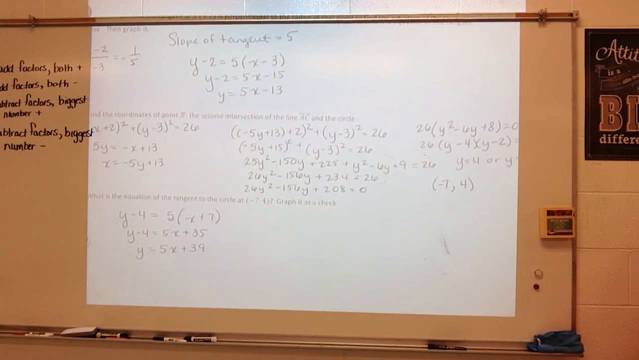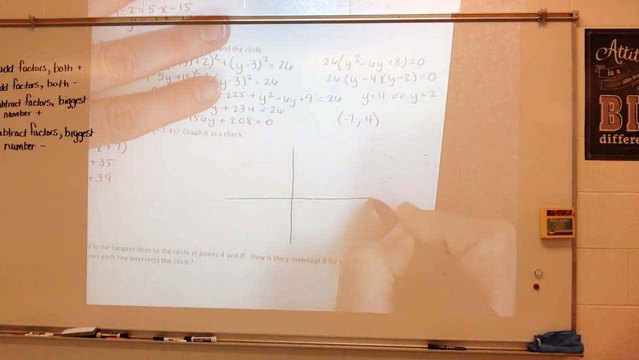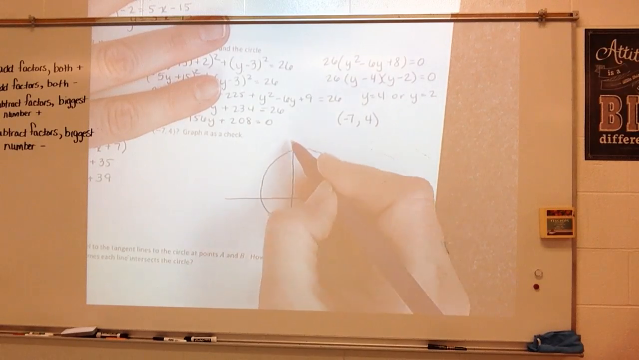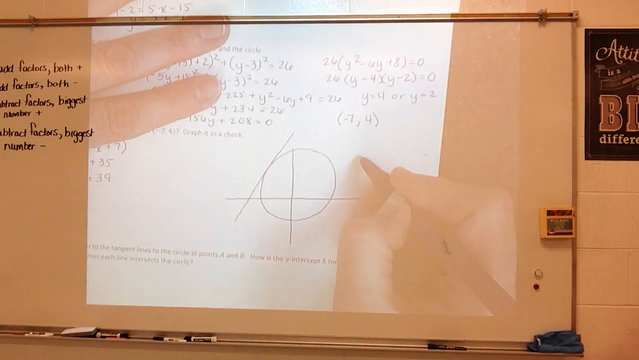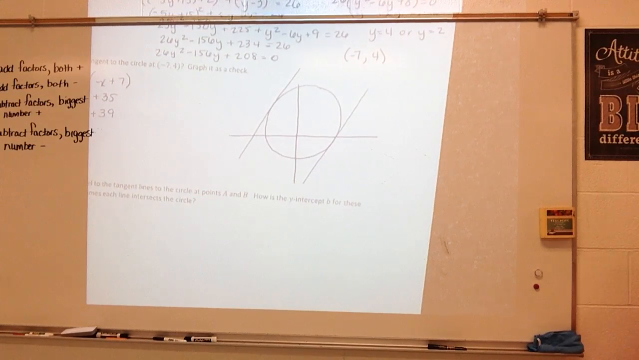All right, when you graph this one, this is what it's going to kind of look like. You're going to get this circle here, and then you're going to get a line that goes right here, and you're going to get a line that goes right here. The lines y is equal to 5x plus b are parallel to the tangent line to the circle at points A and B. How is the y-intercept b for these lines related to the number of times each line intersects the circle?